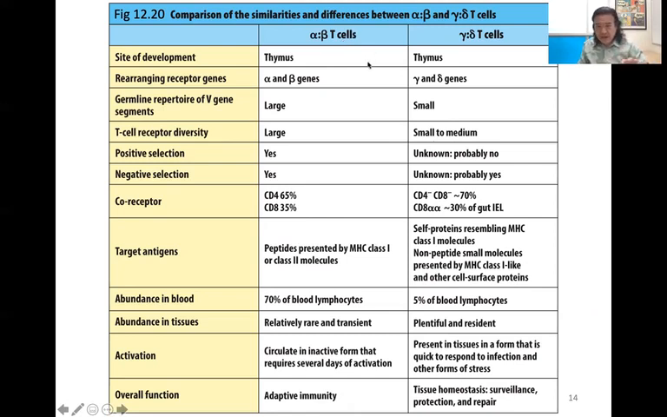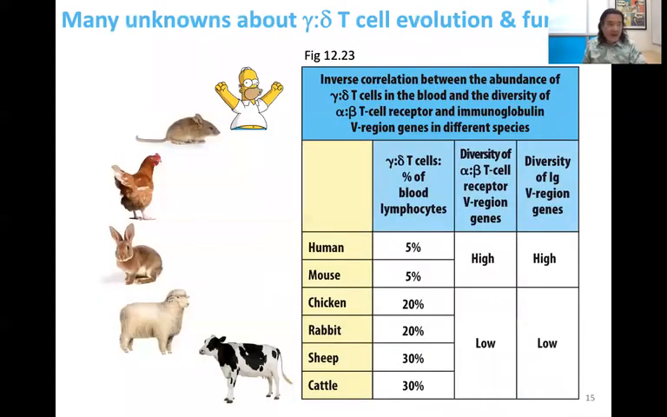I'm not going to spend time right now looking at this, but it's good for you to look this over and just understand. I think this is pretty straightforward, and it helps you keep track of how alpha beta T cells have a very different job than gamma delta T cells. And this is the last slide for today.